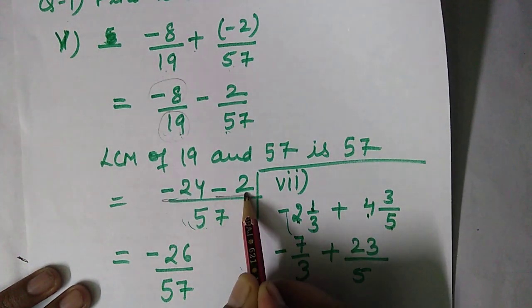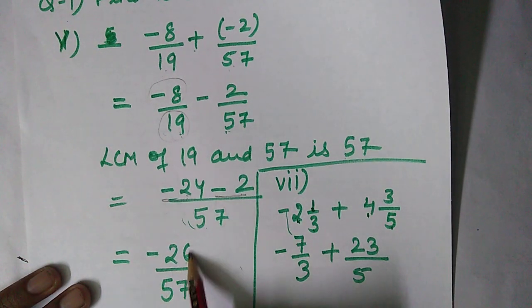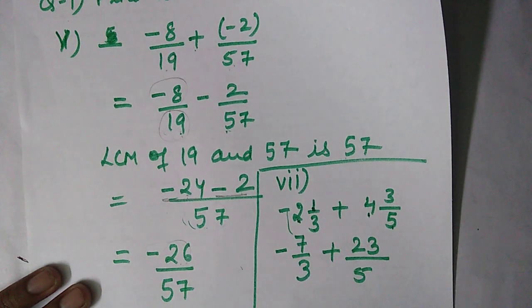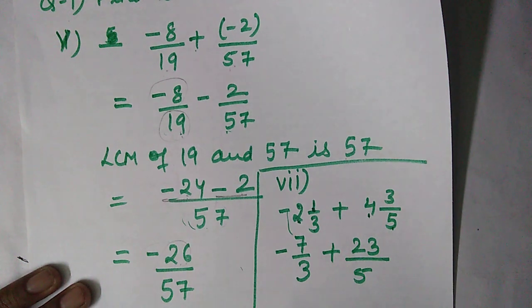These are two negative numbers. On solving that, you will get a negative number as these get added. Okay, so this is how to add the rational numbers.